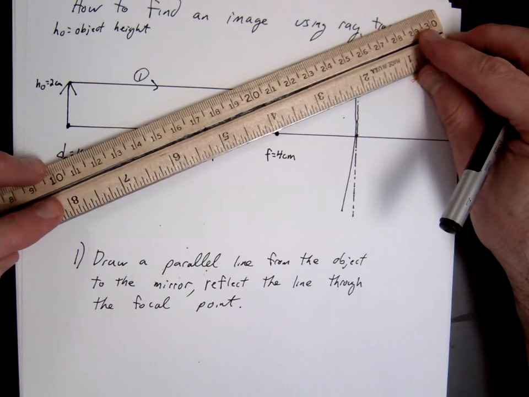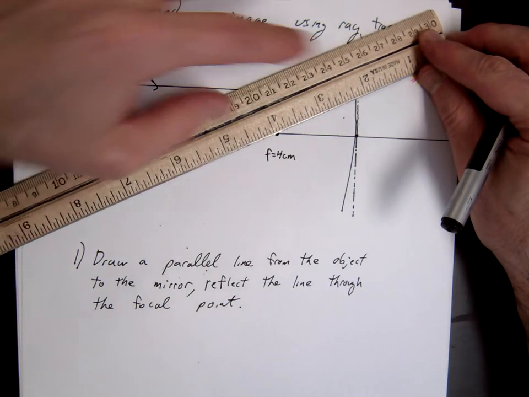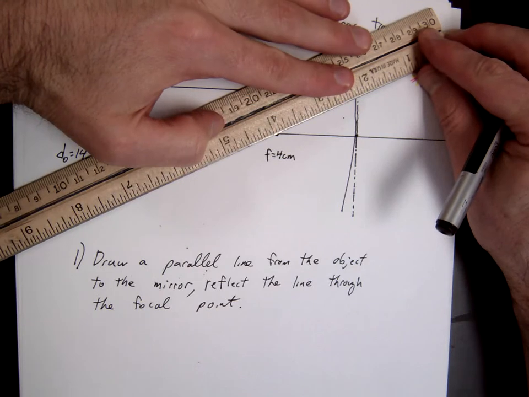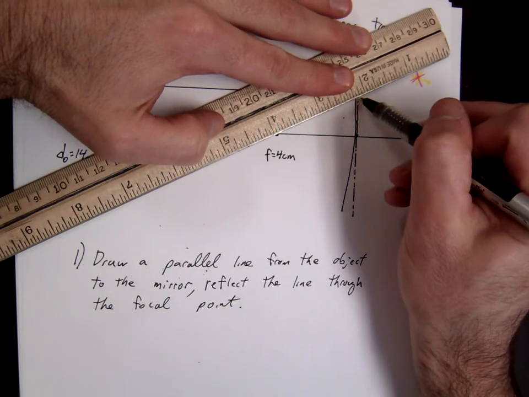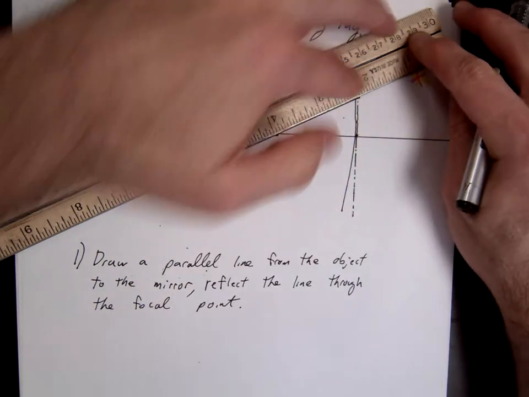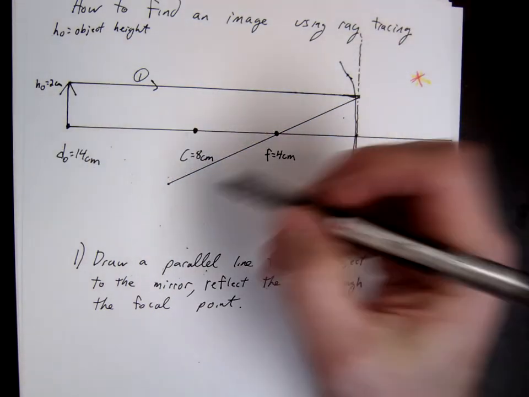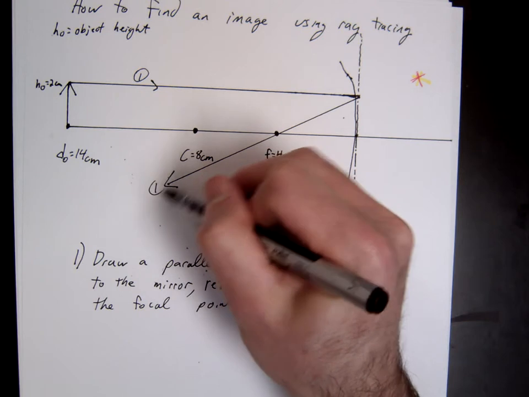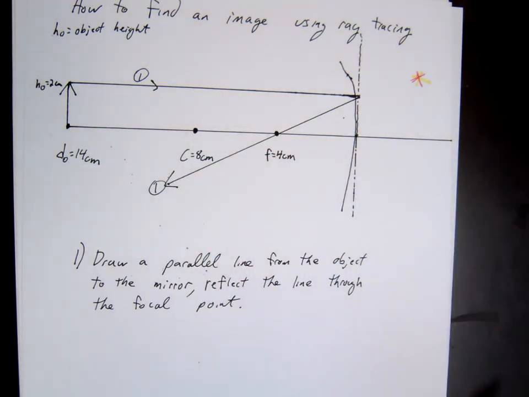So you take your ruler, line it up where it hit the back part of that mirror. You line it through the focal point, and then you just send it on through. So this is beam number 1 here. Okay? Easy enough?